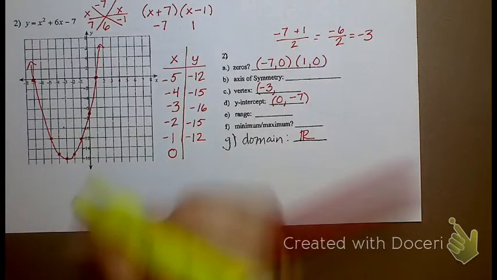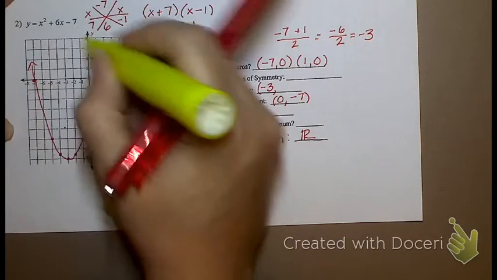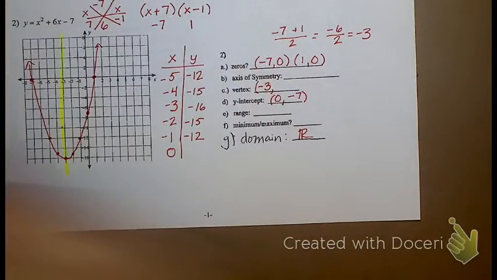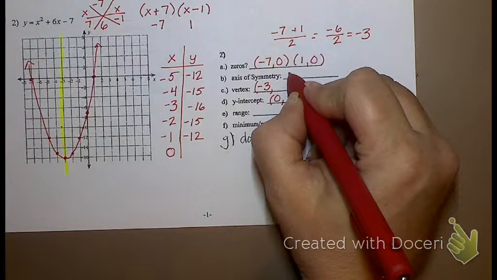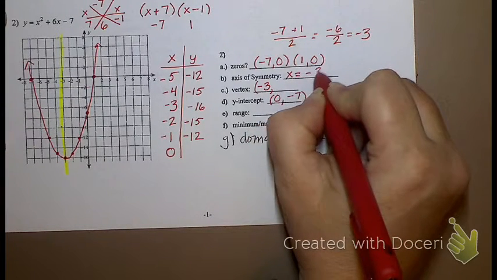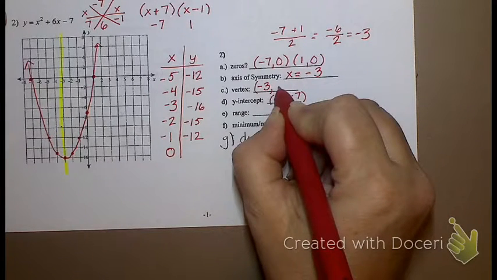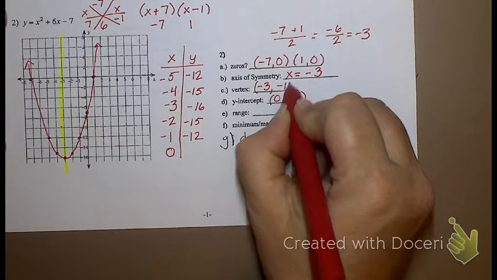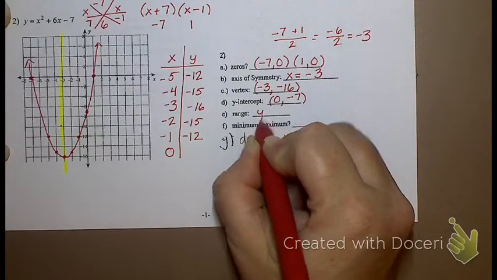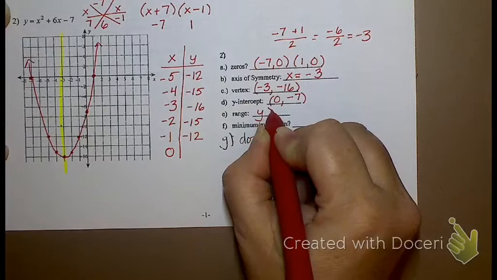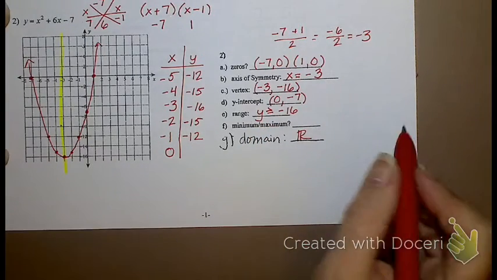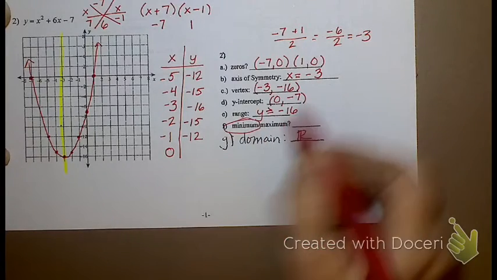Let's see. I got to draw in an axis of symmetry here. And what is the equation of my axis of symmetry? X equals negative 3. My vertex is negative 3, comma, negative 16. I've got my y-intercept. What's my range? Greater than or equal to negative 16. Do I have a maximum or a minimum? And what is that minimum value?